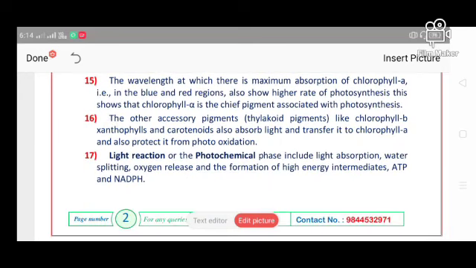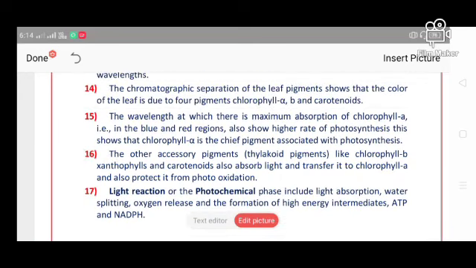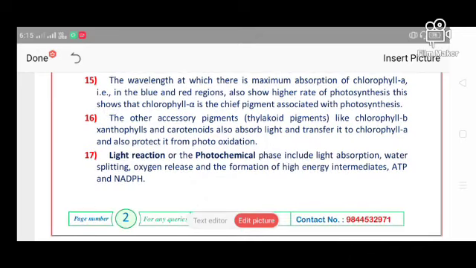So the other accessory pigments of the thylakoid are chlorophyll b, the xanthophylls and the carotenoids, which also absorb the light and transfer it to chlorophyll a, and also protect it from photooxidation. So there are other essential pigments also present, like chlorophyll b, xanthophyll and carotenoid, which also absorb the light but less than chlorophyll a. Okay, so it helps chlorophyll a against photooxidation.